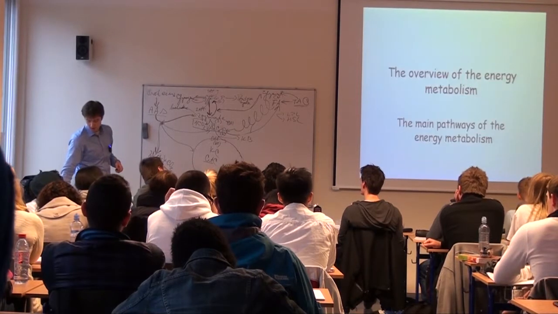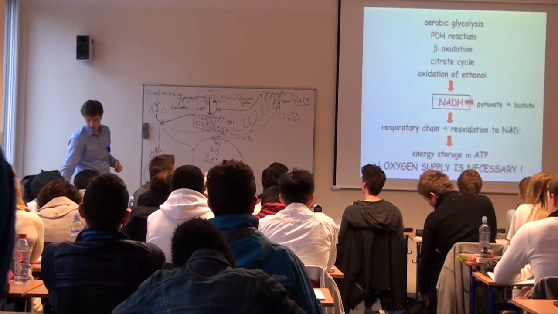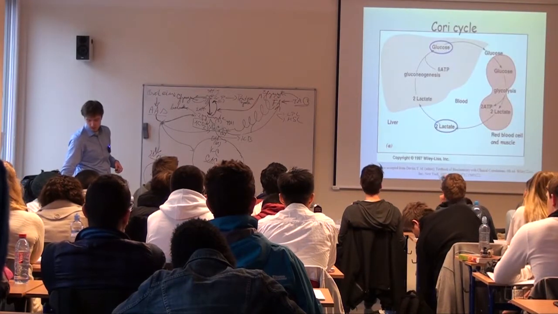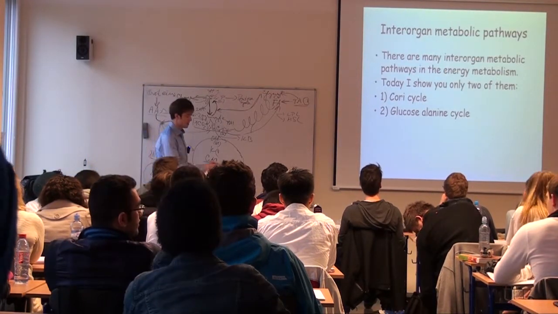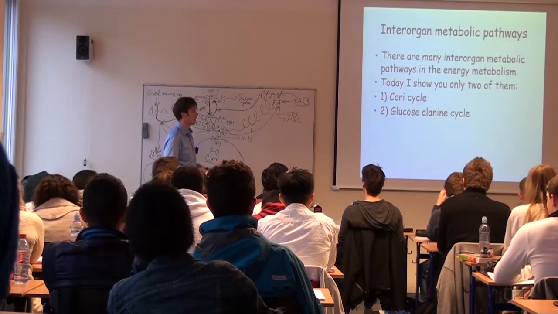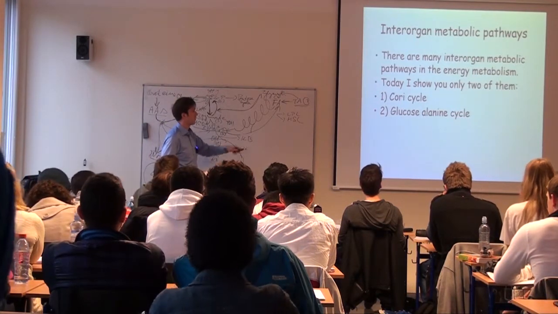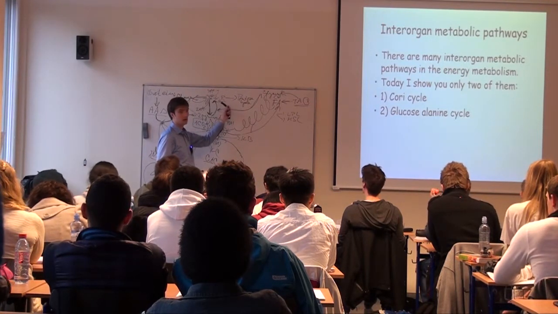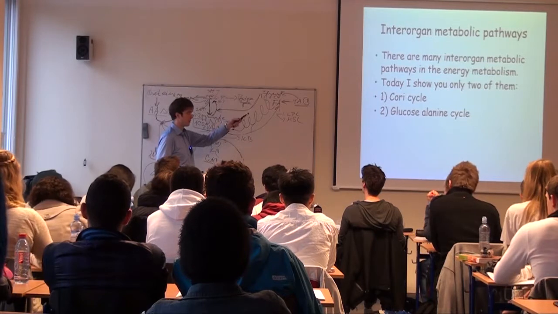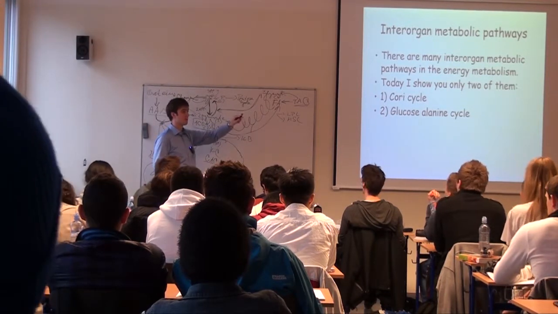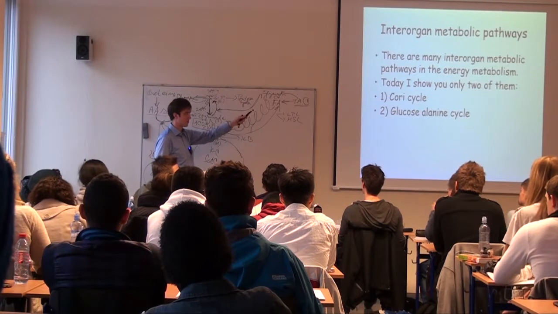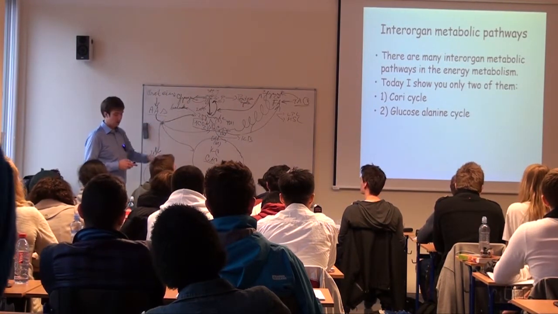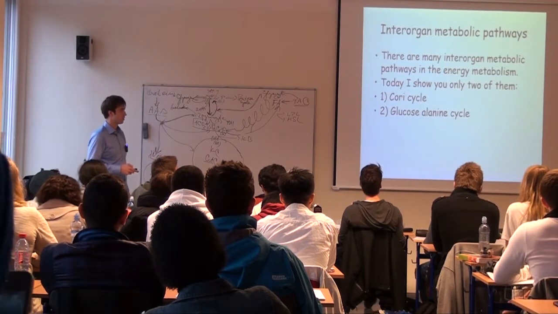Here I had some other pathways, but we will do it once more. Here, these two, the Cori cycle and the glucose-alanine cycle, yes? For we have lack of time, I will tell you about them in the lecture about glycolysis and gluconeogenesis. So I will skip it.